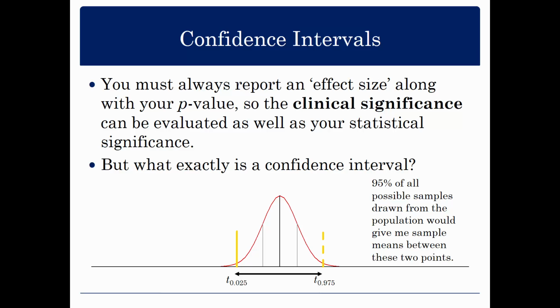It's telling you, again, from the sampling distribution, that 95% of all possible experiments done in this manner would give me a sample average between these two points. Mine happened to give you one that's right here. Yes.